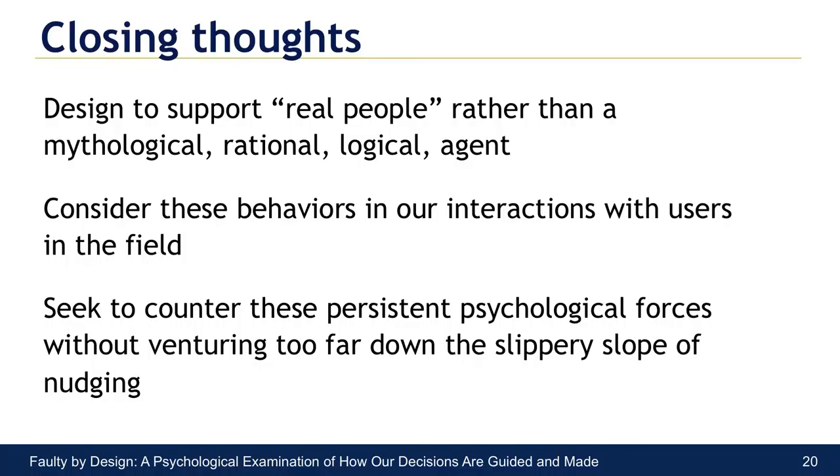So in summary, what we have to do as UX professionals is design to support real people. We have to realize that, as Kahneman states, we're optimized for System 1 and not really optimized for System 2. So we can't design for a classical economic theory where people are these mythological, rational, logical agents who think through every decision and weigh the pros and cons of everything they do. We have to build in design supports and scaffolding to help people and optimize for System 2, for that rational thought.